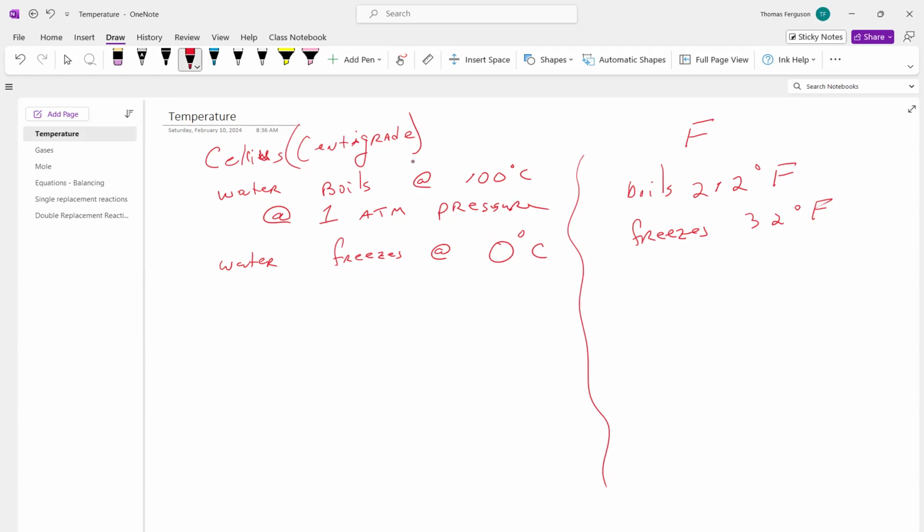I taught an introductory class up in Tacoma, and part of it was chemistry and cooking. And so we used Fahrenheit there because it was cooking. But normally in science classes, it's Celsius only.